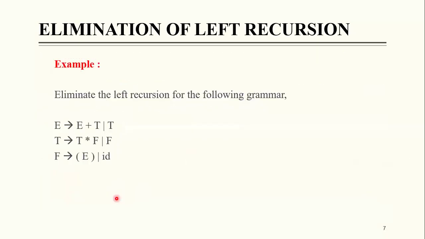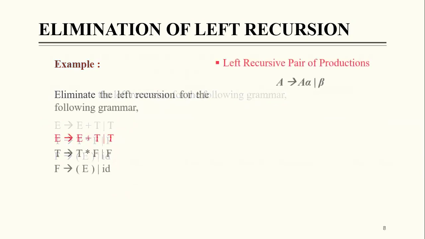Let's see one simple example to identify and eliminate the left recursion in the given input grammar. So here the grammar is given. The grammar consists of three productions. The first production is E derives E plus T or T. The next production is T derives T star F or F. And the third production is F derives within the bracket E or ID.